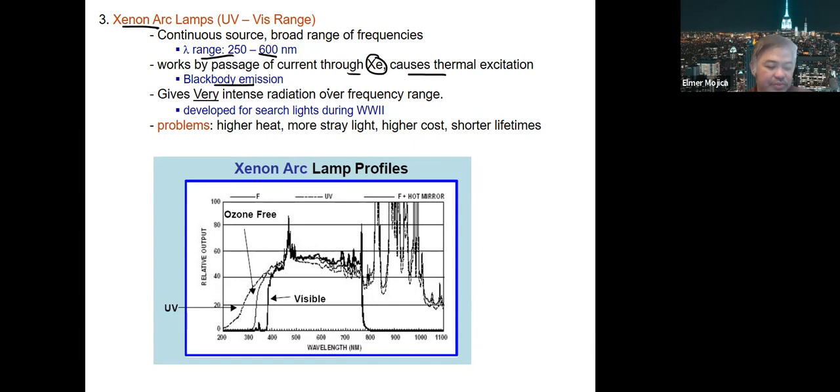It was developed for searchlights during the First World War and the Second World War. The problems with this are higher heat, more stray light, expense, and short lifetime. If you look at the xenon arc lamp profile, this is where you can apply it, in the UV ozone free and the visible region. So that's the light source.